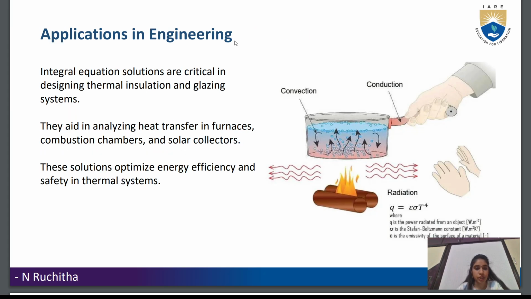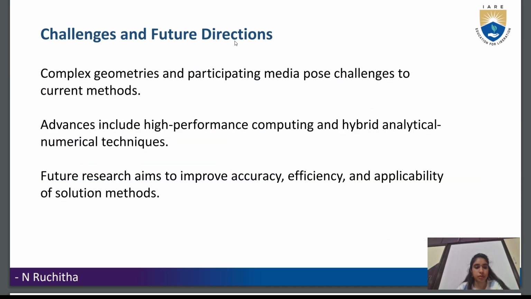Applications in engineering. Combustion system modeling: flame radiation and heat transfer in furnaces. Spacecraft thermal control: predicting radiative heat exchange in vacuum. Solar energy systems: absorption and emission in collectors and receivers. High temperature materials processing: glass, metals, ceramics. Building engineering: radiation in HVAC simulations and energy efficient design.